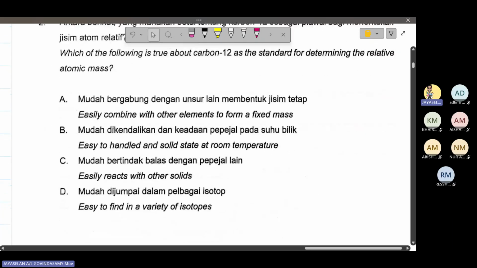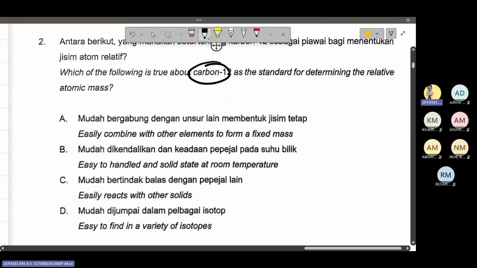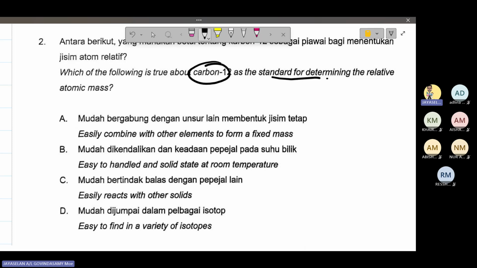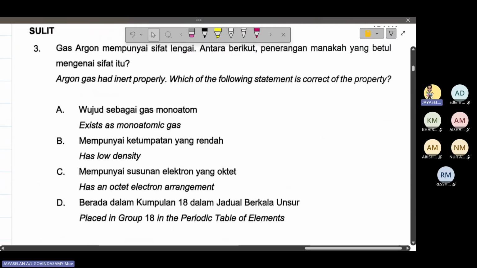Okay, so now we go for carbon 12. Carbon 12 is used as a standard atom in determining the RAM, relative atomic mass, or RMM or RFM. Why carbon 12 is used? If asked, just find, exists as what? Exists as solid, easy to handle. So it exists as solid, easy to handle. This is the answer, right? So we go for next question.